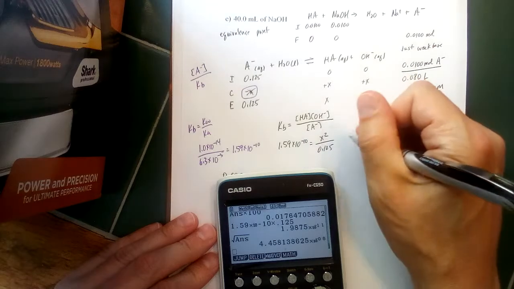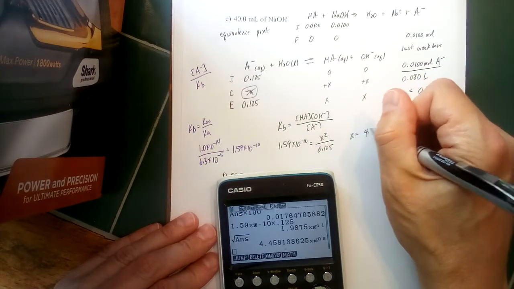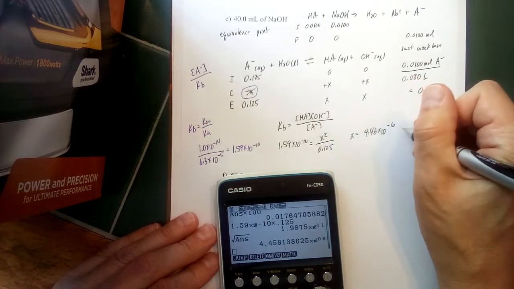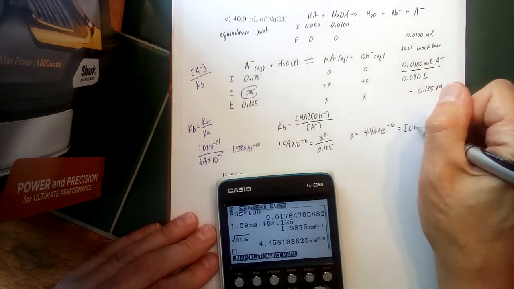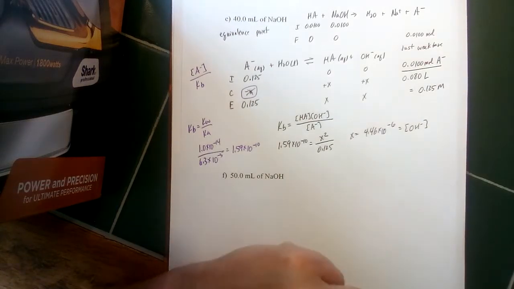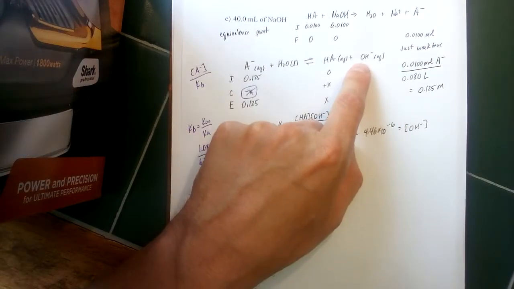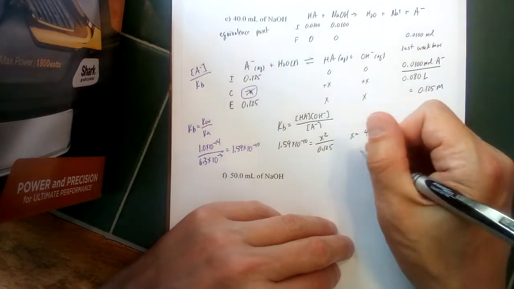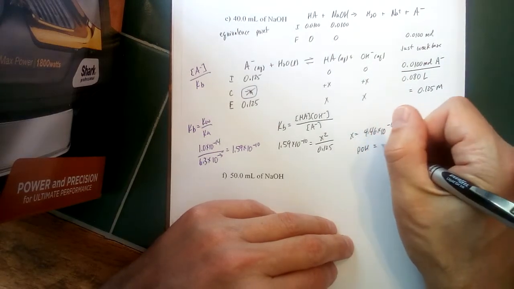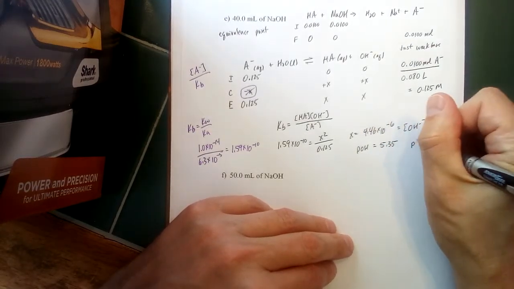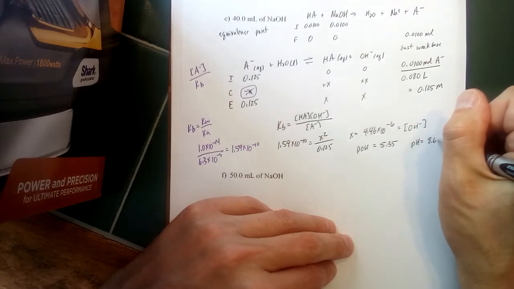We get x here is 4.46 times 10 to the minus 6th. And be careful, because that's not hydronium anymore. That is the concentration of the hydroxide ion. That's what we have in our equilibrium now. So if we take the negative log of that value, that's not the pH, that's the pOH. 5.35. Subtract that from 14 and we get the pH. So the pH equals 8.65.